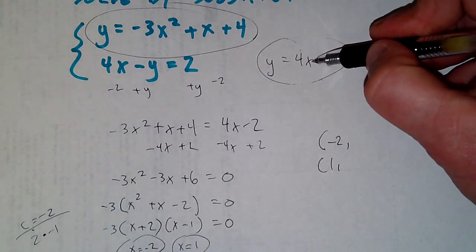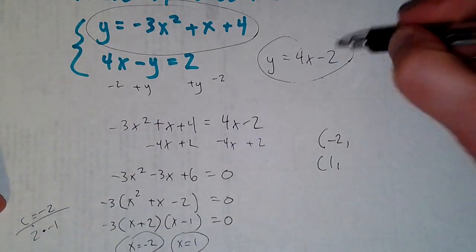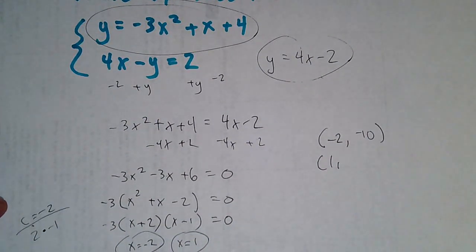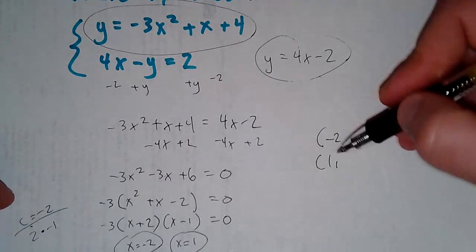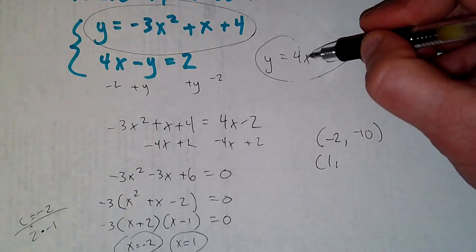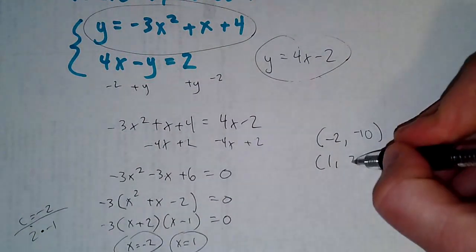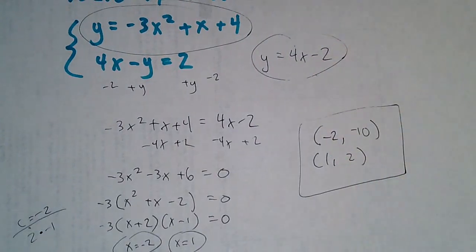So 4 times negative 2 would be negative 8. Minus 2 more would be a negative 10. And that's going to be our first coordinate point. And then we take 1 and we put it in. 4 times 1 is 4. Minus 2 is going to be 2. And those are going to be our two solutions. So this is the substitution.